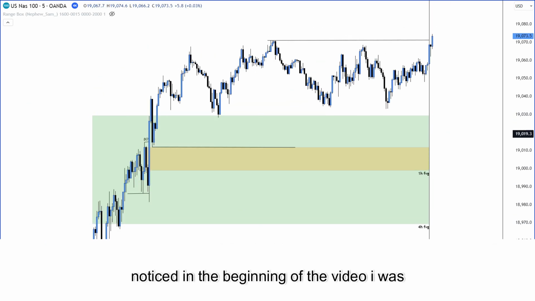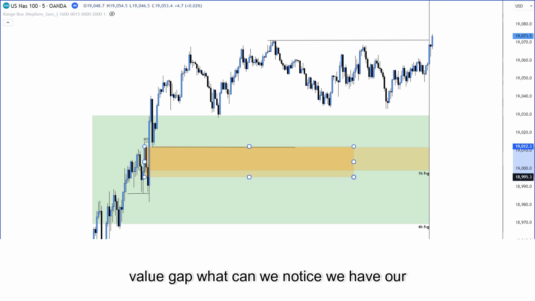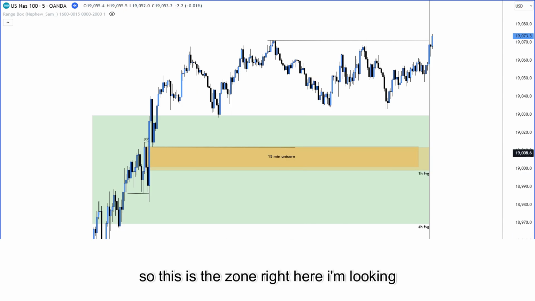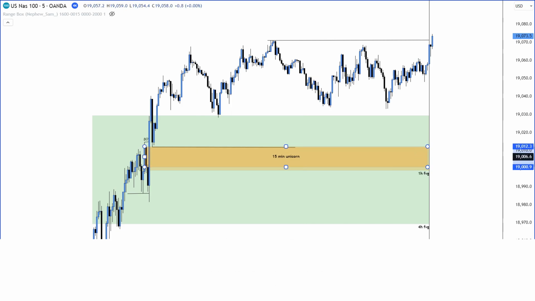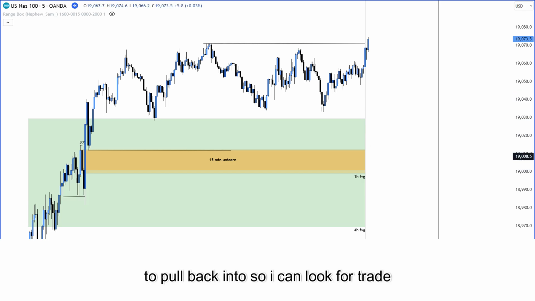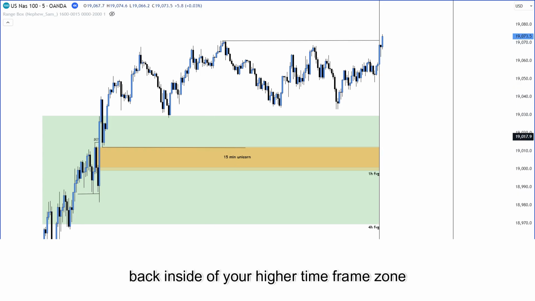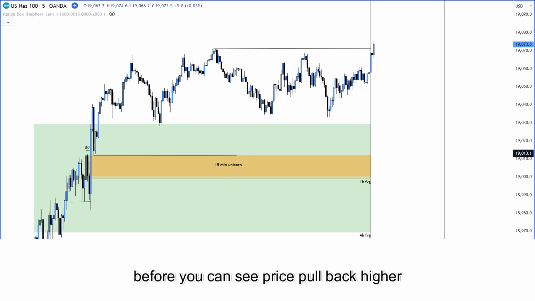As you noticed in the beginning of the video, I was looking for price to pull back inside of this zone. So right here was our 1-hour fair value gap. And inside of our 1-hour fair value gap, what can we notice? We have our 15-minute unicorn. So this is the zone right here I'm looking for price now to pull back into, so I can look for trades. So now I just have to sit patiently, right? That's the hard part. You have to sit patient and wait for price to pull back inside of your higher time frame zone before you can see price push higher now.